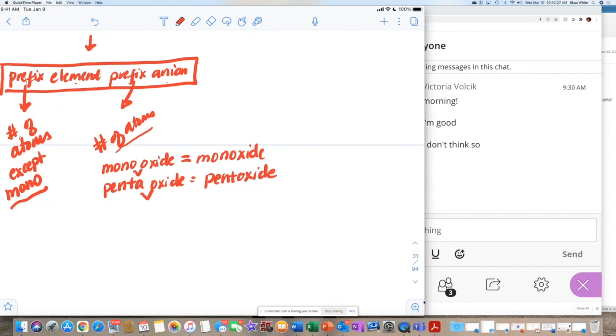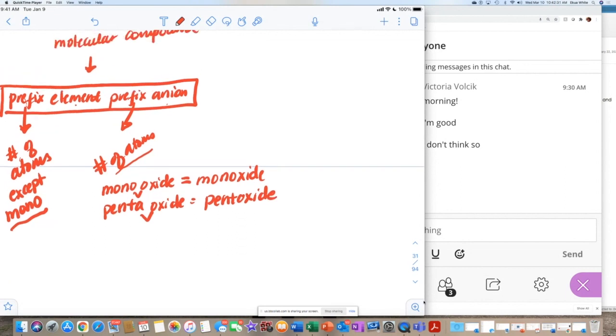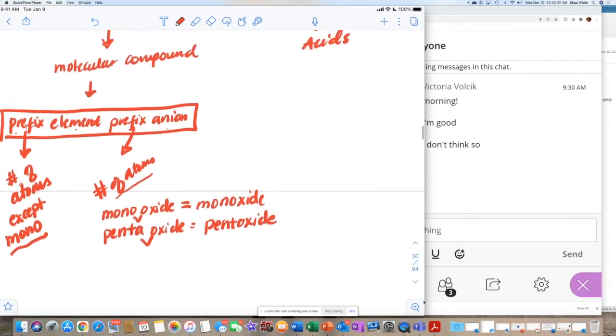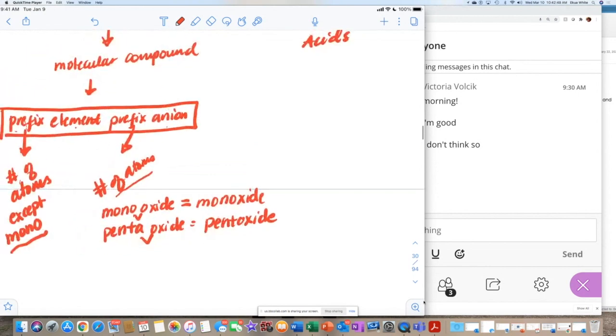Okay? Pentoxide, like that. But when you're looking at the name, how do you judge from the name that this is a molecular compound? It usually follows the format prefix, element, prefix, anion. If the name follows that format, then you know. Then you know, right? Let me work on this final part here, which is, do I want to do the acids right now?